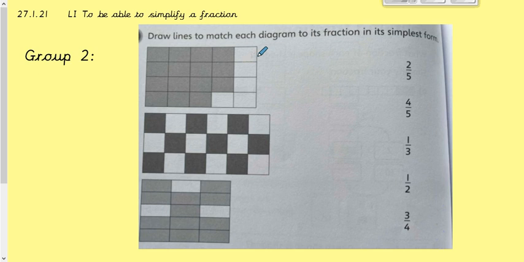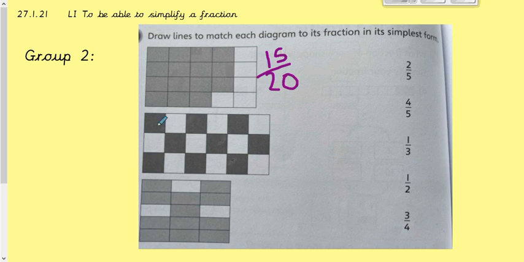Group 2 then, draw lines to match each diagram to its fraction in its simplest form. So if I write the fraction of what these show next to it, that will probably help because that's, in my mind, what would help me. So we have 1, 2, 3, 4, 5, 1, 2, 3, 4. So this grid shows 20 and there are 15 shaded. So this grid shows 15/20.